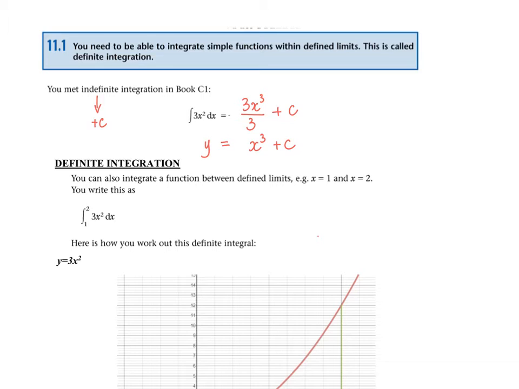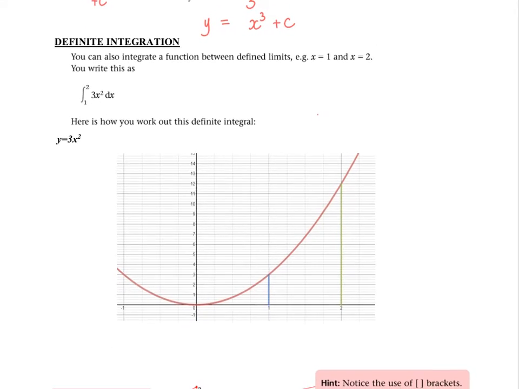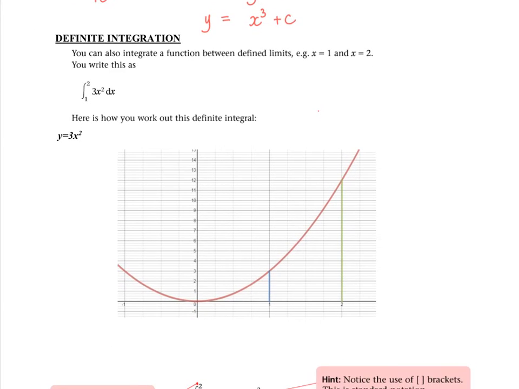Definite integration is finding out an area under a curve, basically. And if we look at the diagram below, we can see here that we have got a curve, and we want to integrate this function between the defined limits of 1, which is here, and 2. So what we're actually doing is finding that area there.